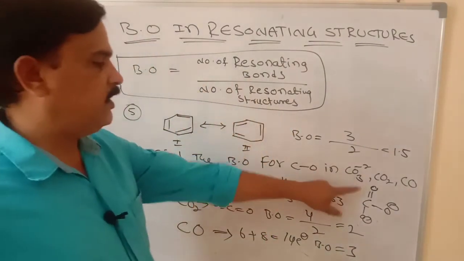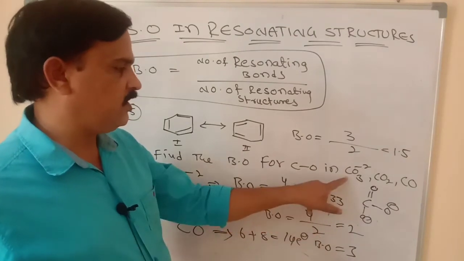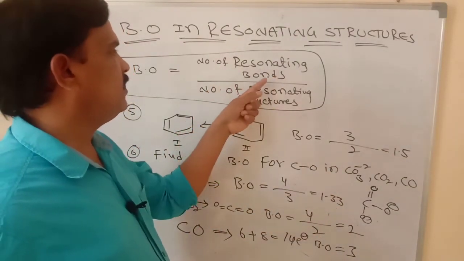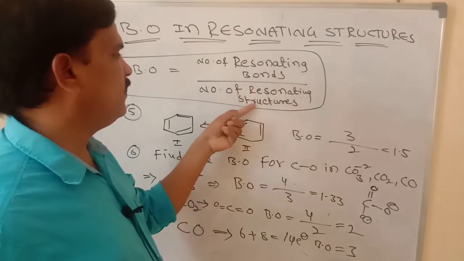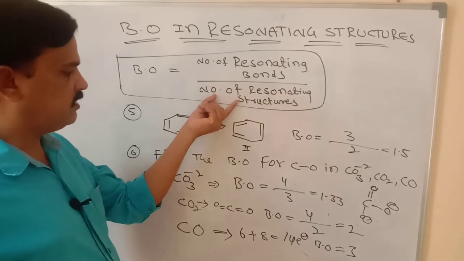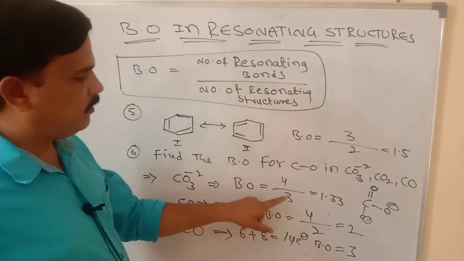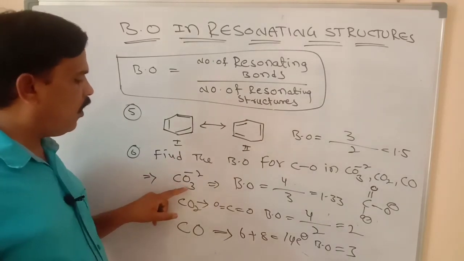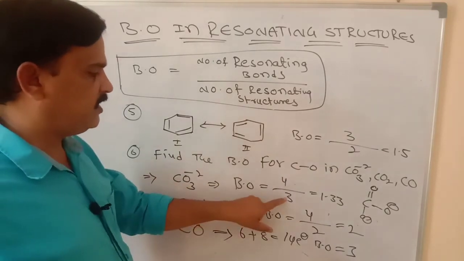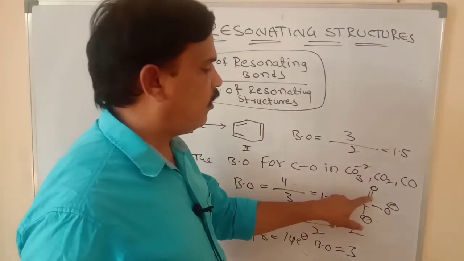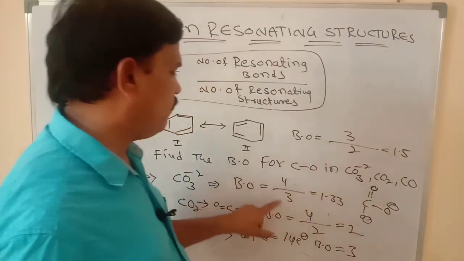Now, CO3 minus 2 bond order is 1.33. It is a resonant structure, so follow this principle: the number of resonating bonds divided by the number of resonating structures. To apply the trick in resonating structures, write in the denominator the number of resonant structures, which is the number of atoms around the central atom. For the number of bonds, write the structure and count the bonds: 1, 2, 3, 4. So 4 by 3.